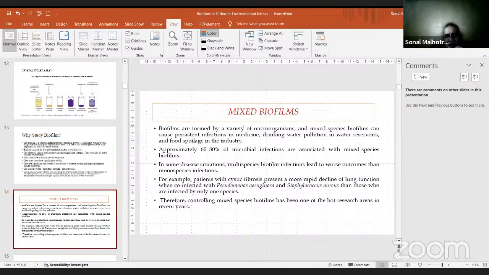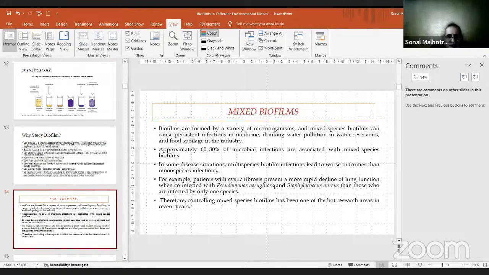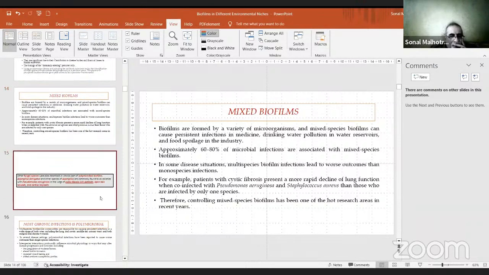So the mixed biofilms are basically biofilms where you have more than one species of bacteria interacting with each other and growing. All right. So we have frequently found that Staph aureus and Pseudomonas aeruginosa, these are the most commonly studied bacteria that are grown together, and people try to understand what is going on between the two species. So I'll move to the next slide.